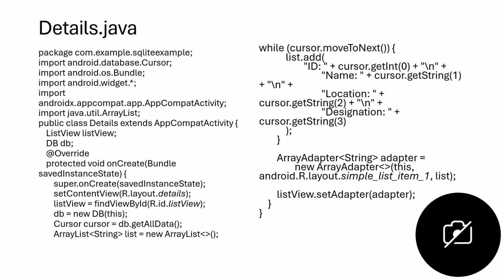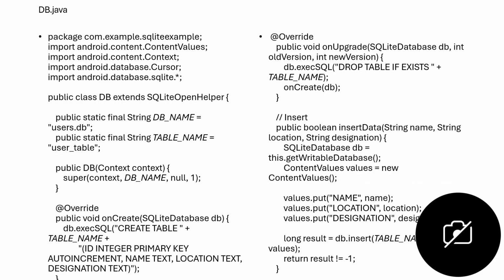Next one, details program. This activity fetches and displays all stored data. The main working principle of this details program is to retrieve the data using a cursor, store the retrieved records in an array list, and display the data using an array adapter and list view. When the user clicks view data, this activity loads all records from the database and displays them in a readable format.